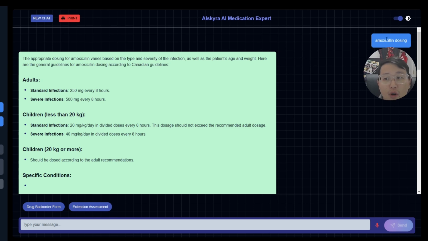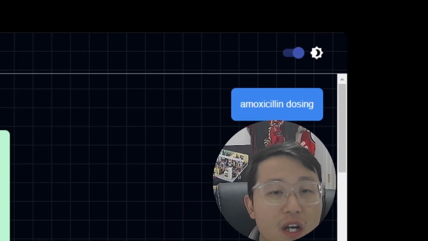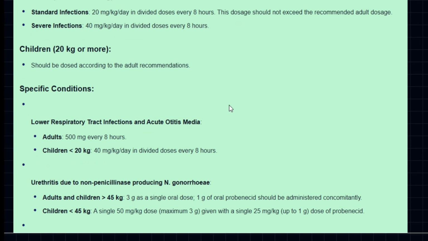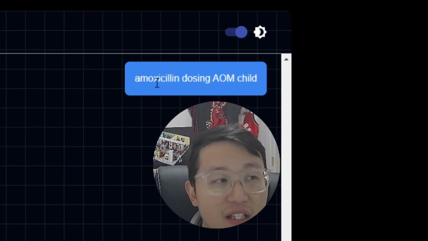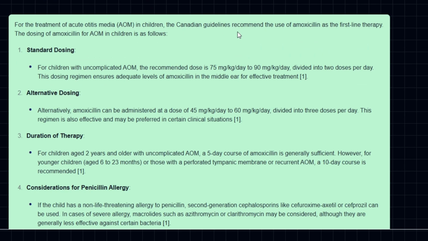So here's our platform, and I've asked the question amoxicillin dosing, which will give dosing for adults, children, as well as a sample list of conditions. However, when I ask amoxicillin dosing AOM child, the AI knows to retrieve information specifically for children.